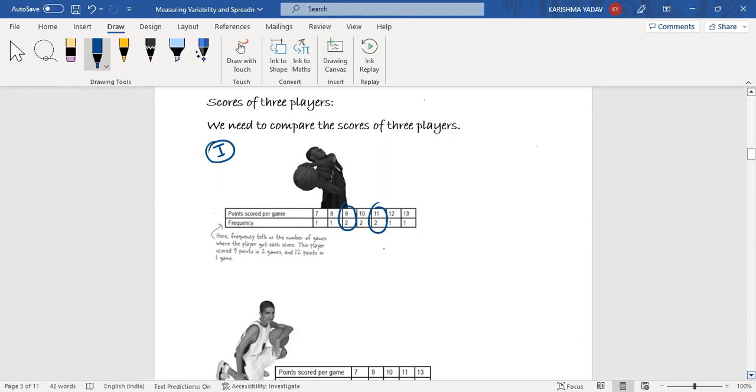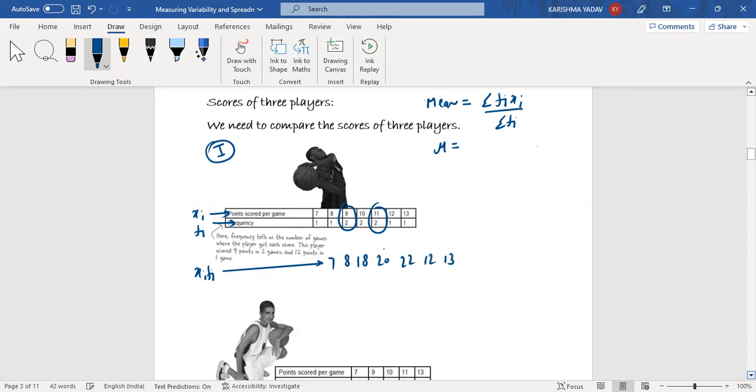If I denote it like this, this is my xi and this is the frequency fi. We have done finding the mean in previous lectures too. The mean is sigma fi xi upon sigma fi. This is the formula for the mean. So what will be the mean here, mu? Sigma fi xi. Let's compute fi xi by multiplying these two: 7, 8, 18, 20, 22, 12, and 13.